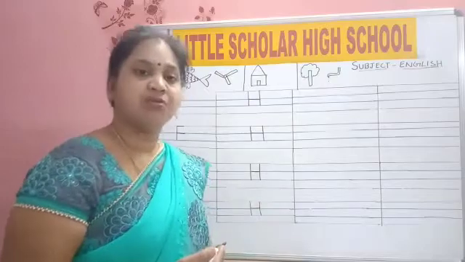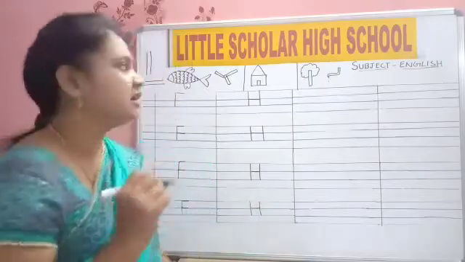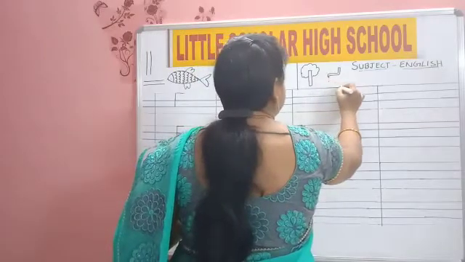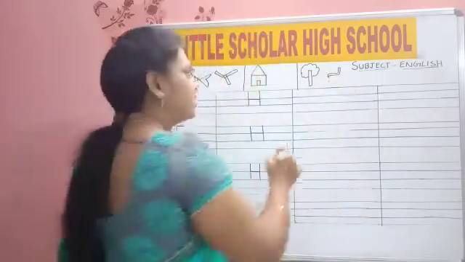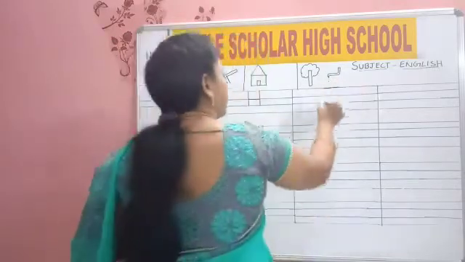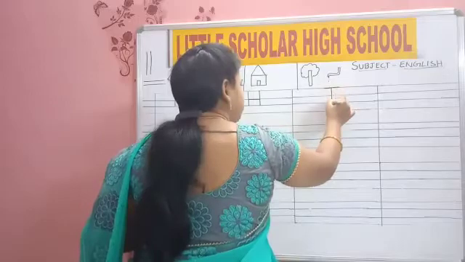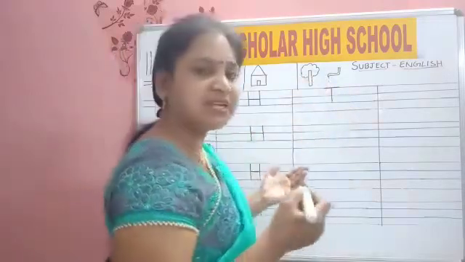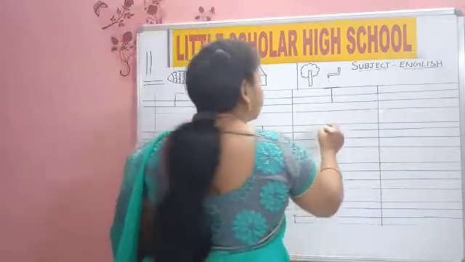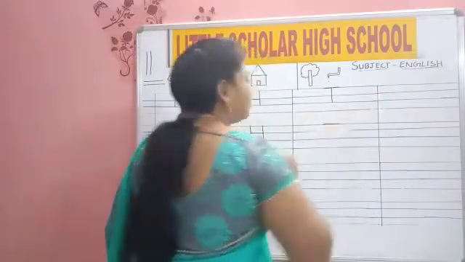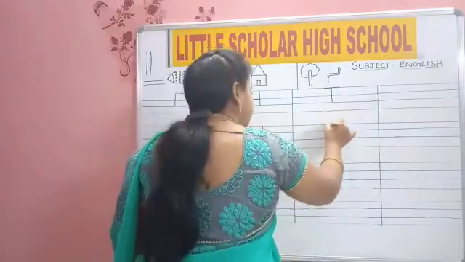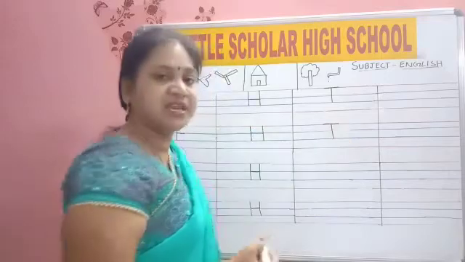Now we will learn how to write letter T. Letter T. See. One sleeping line on the red line. Write one sleeping line on the red line and one standing line from between. This is capital T, big T. Understood? Once again. One sleeping line on the red line and one standing line. This is capital T. Very easy, children.